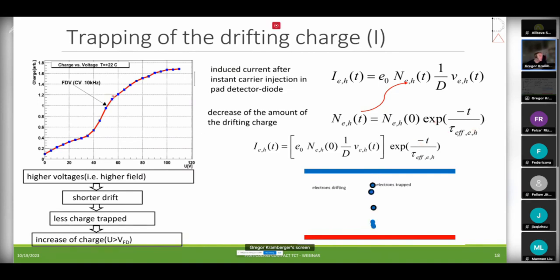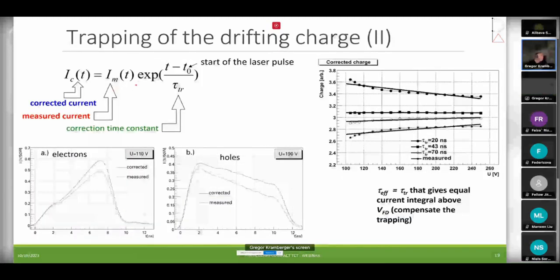And what you can do is exploit this rise here to determine the trapping time by simply correcting the measurement for the exponential with this time constant. And if you did it right, then in this corrected waveform you restore the fact that above the full depletion voltage, your charge should not change because you collect all the charge. And if you don't do it right, you get either more charge at lower voltages or more charge at higher voltages. When you do it right, it's flat, and this is the measurement of the effective trapping time.